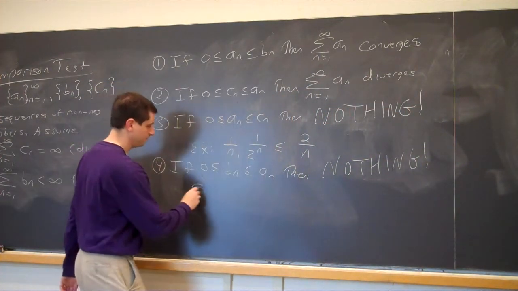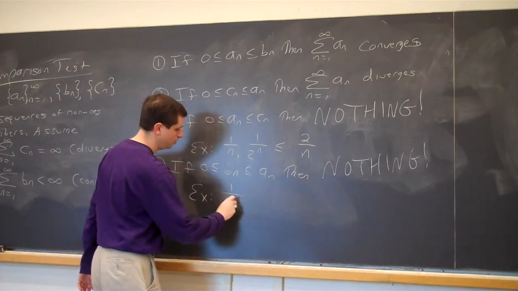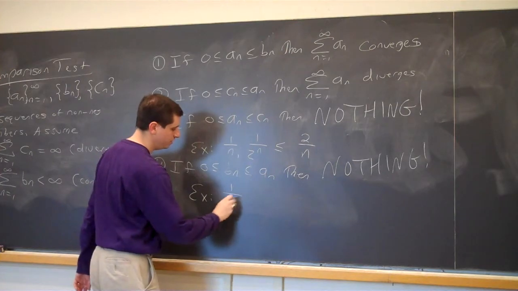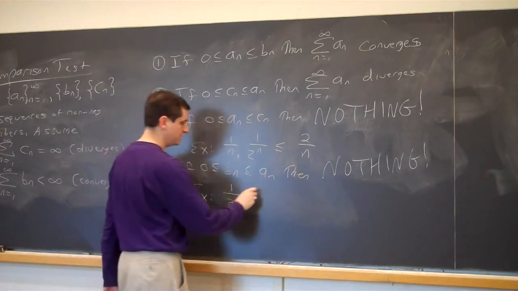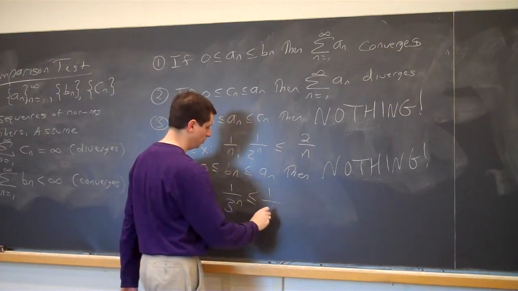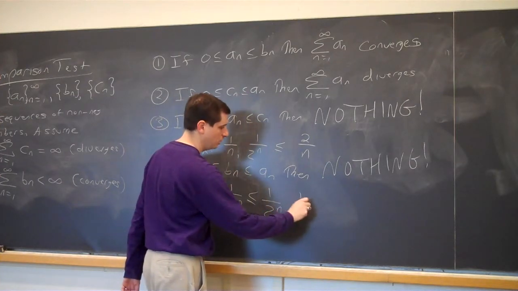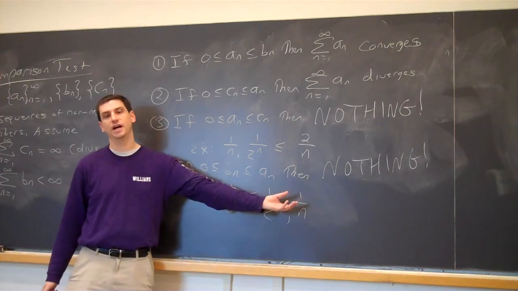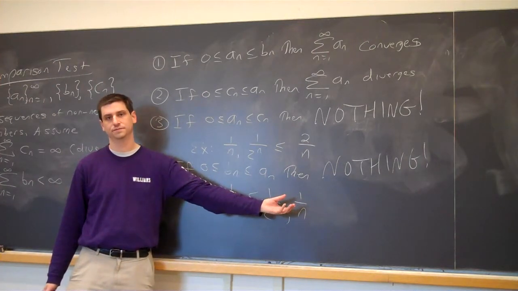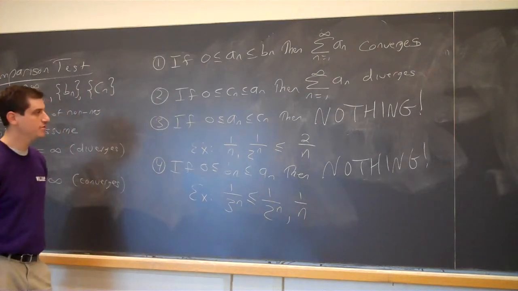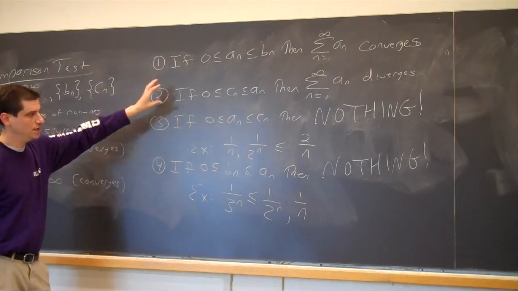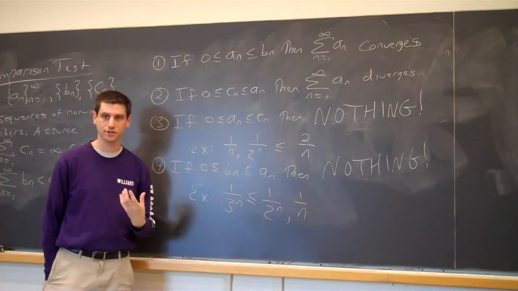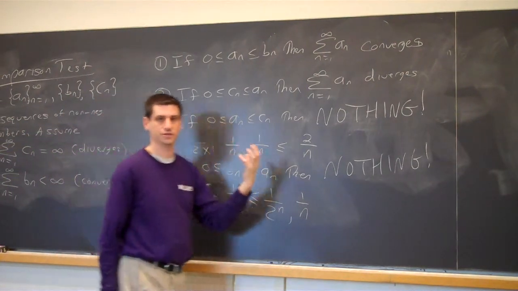So for example, let's do this. 1 over 3 to the n converges, and this is less than or equal to 1 over 2 to the n and 1 over n. So here again, I have something that converges, and here again, I have something that diverges. Okay? So in the comparison test, there are 2 comparisons that are useful. If you think your sum converges, compare it to something that converges.